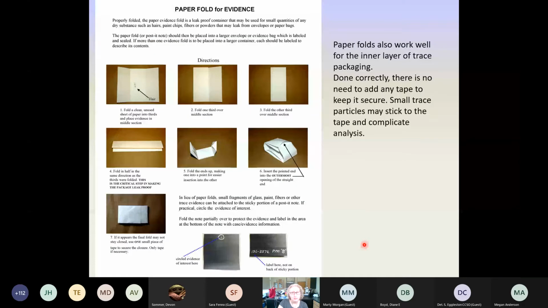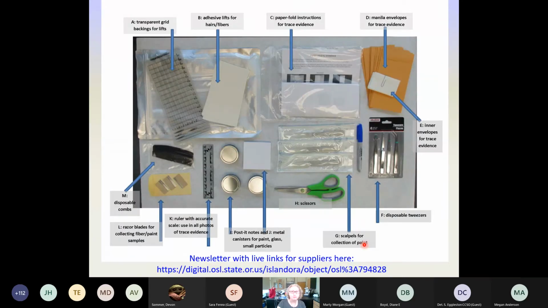If you haven't ever practiced paper fold, here's a little cheat sheet. You can find this easily on the internet, but we love paper folds as well, but we do ask that you don't tape them closed. If you do a paper fold correctly, you should not need any tape to hold it closed. So just make that your inner layer and put it in an outer layer, and we're good to go. Just wanted to have this slide just for reference.